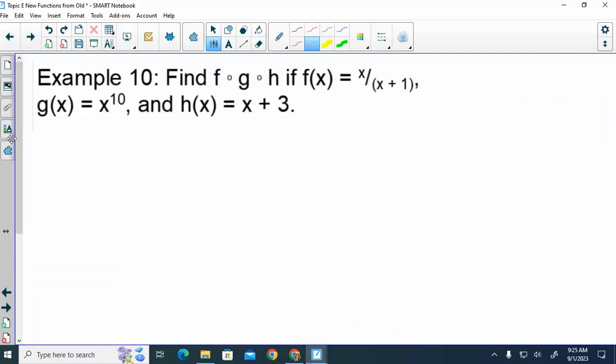So this one is just another composition. So it's just a 3 function composition, and we are working with their equations. So f composed with g composed with h. That means f of g of h. Okay, you start on the inside. What is h of x?